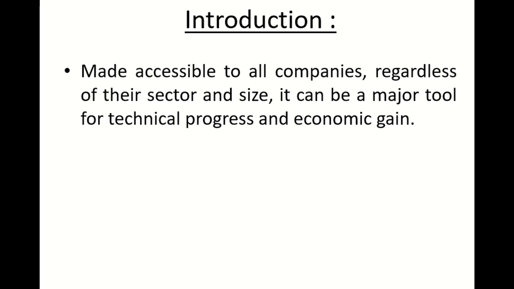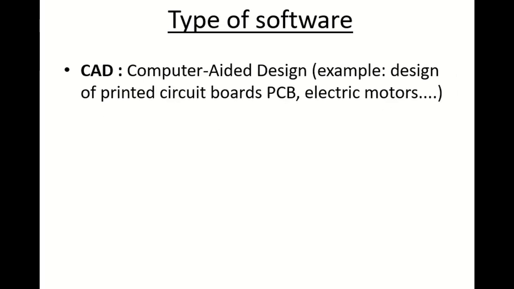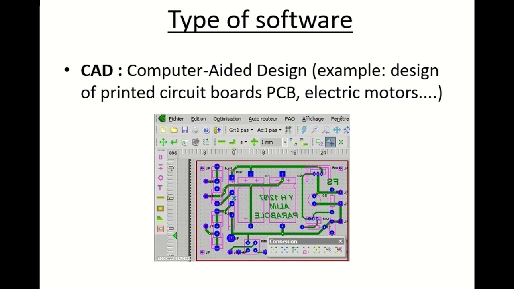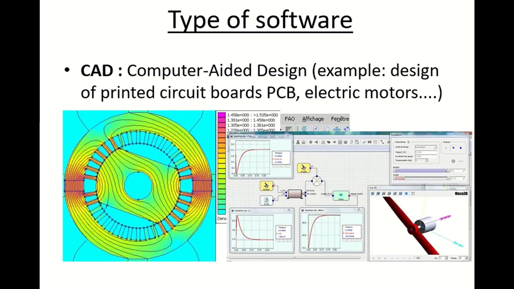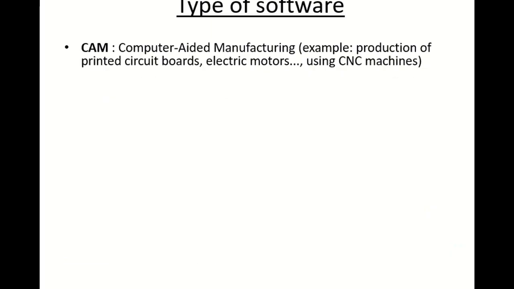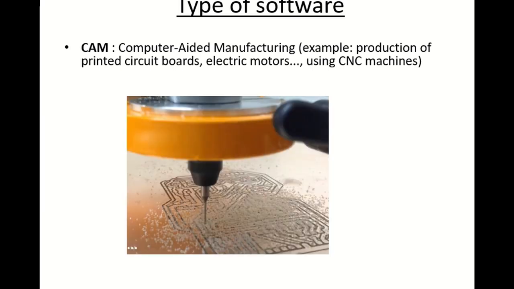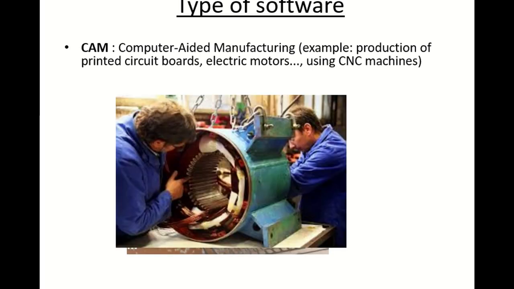progress and economic gain. Type of software: CAD, Computer-Aided Design. Example, design of printed circuit boards, electric motors, etc. CAM, Computer-Aided Manufacturing. Example, production of printed circuit boards, electric motors, etc., using CNC machines.